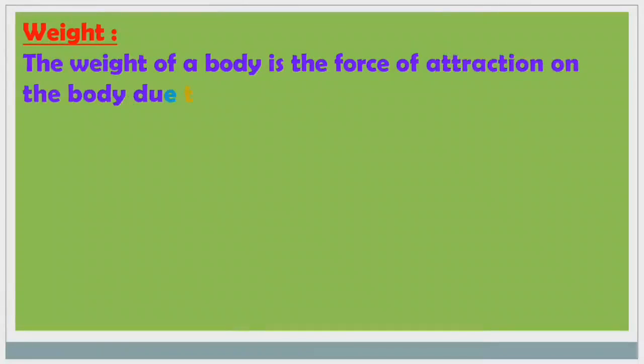Now we will discuss weight. The weight of a body is the force of attraction on the body due to the earth. You know, earth has a gravitational force of attraction on every object.